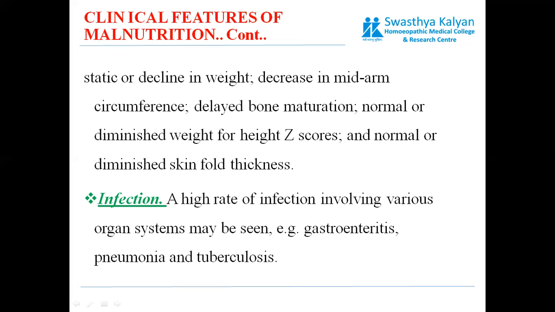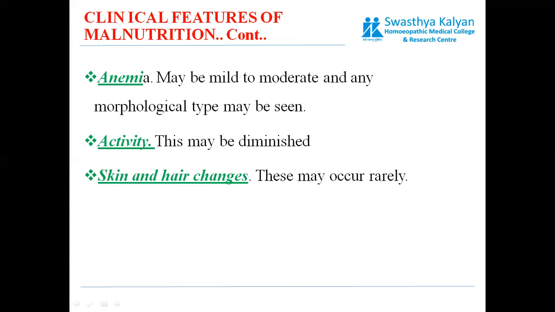Then infections. A high rate of infection involving various organ systems is seen, for example gastroenteritis, pneumonia, and tuberculosis. Then anemia might be there, mild to moderate, and any morphological type of anemia could be seen. The activity is diminished. Skin and hair changes occur very rarely. They mostly occur in moderate to severe malnutrition, but in mild malnutrition they may occur in very rare cases.